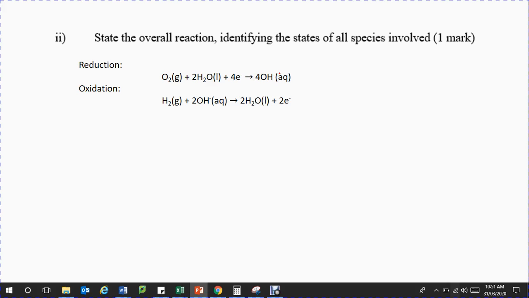But before we do that, remember when we were balancing our redox reactions? We need to make sure the electrons in the equations are the same number. So I've got 4 electrons and 2 electrons. If I double this, we will have 4 electrons in here. So let's double this first.